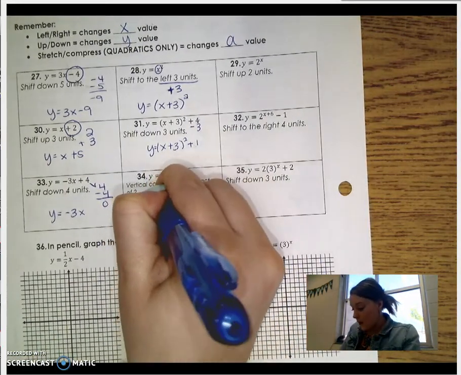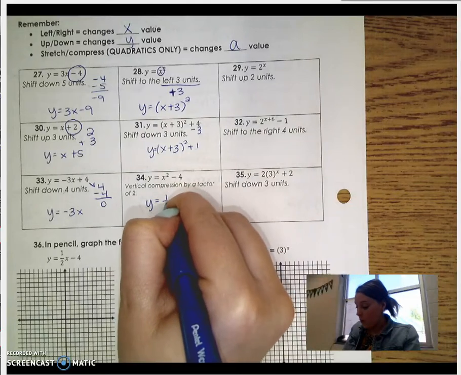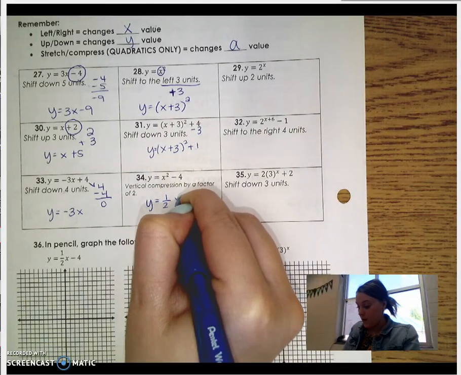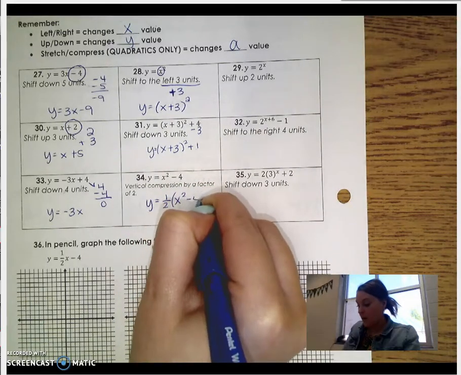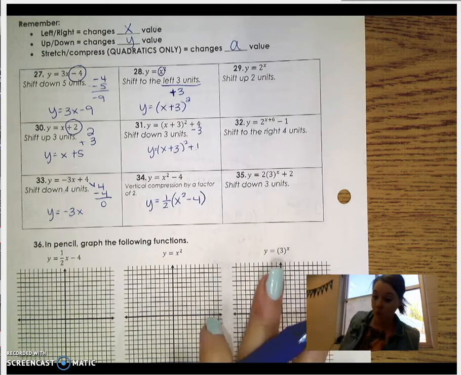So y equals, because it's a factor of 2, it's going to be 1/2 times x squared minus 4. So that vertical compression of 2 means fraction of 2, which would be 1/2.